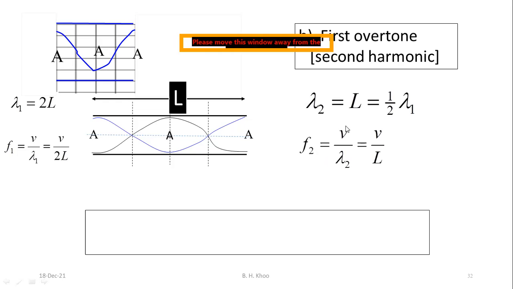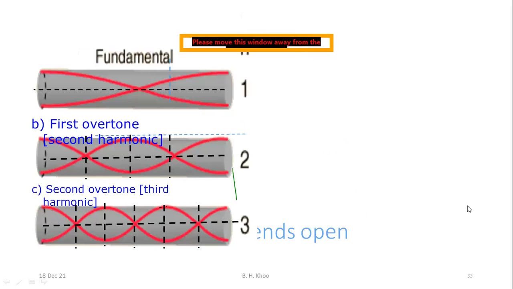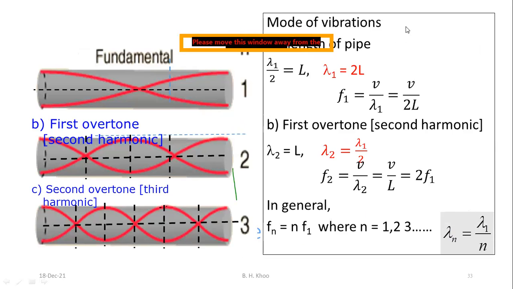f2 is the speed divided by lambda 2. So lambda 2 is L, so it's v over L. Refer to your note. Then this one, v over 2L. We take the 2 across there. v over L is f2. So we can call that 2f1. Okay, let's just summarize that. That's what we get for the first one.